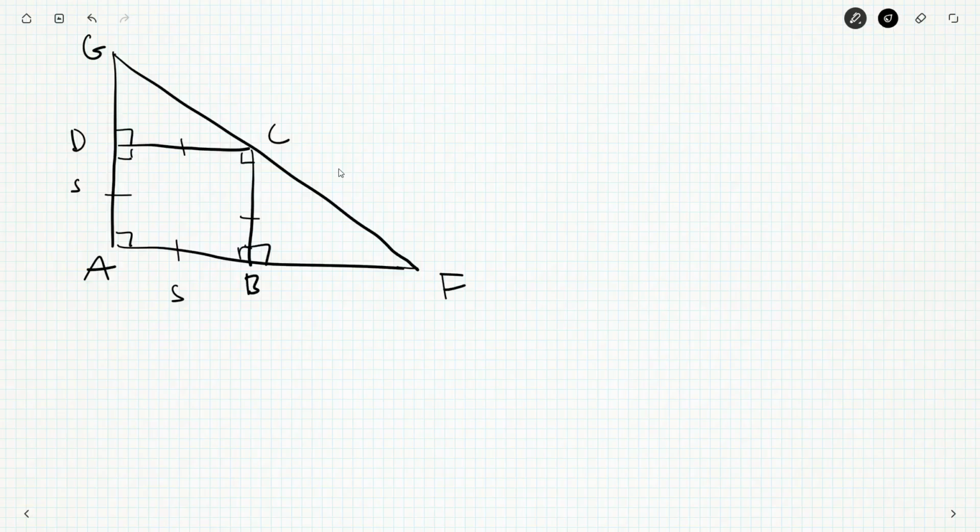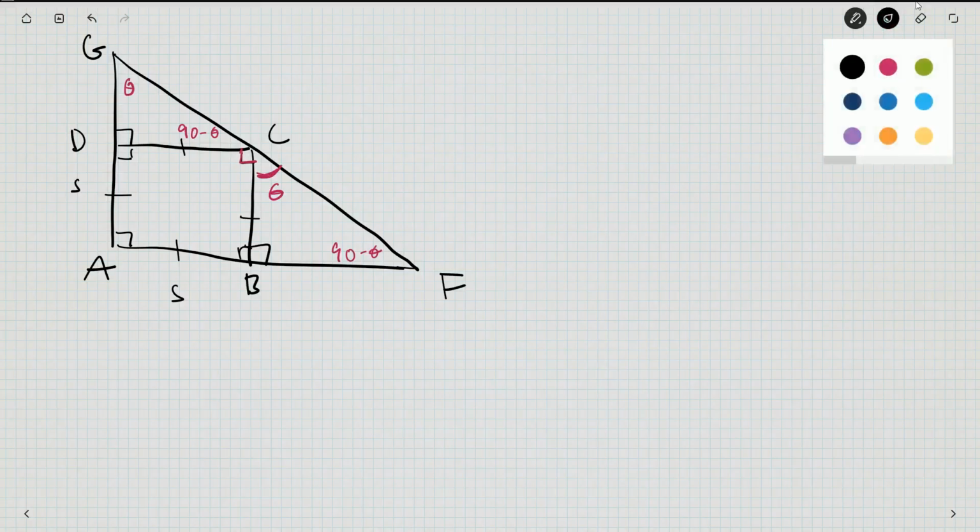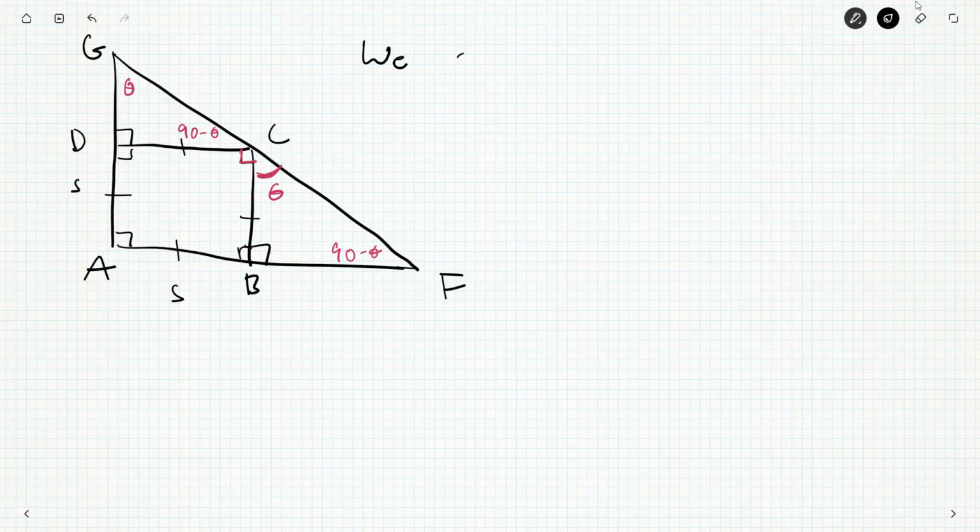Looks like these are going to be similar triangles, right? I'll call this theta. This here is going to be 90 minus theta. And then what angle has to go here to add up to 180? So we've got 90, another 90, and then subtract theta. This is going to have to be theta, and so this is going to be 90 minus theta again. So we see that triangle GDC is similar, not necessarily congruent, to triangle CBF. Make sure you get the order of the letters right.